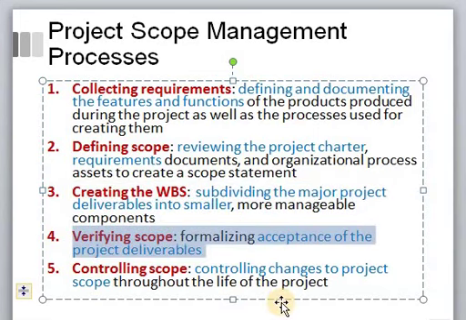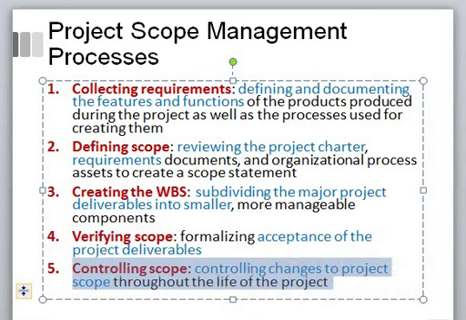The second last process of project scope management is verifying the scope. Formalizing acceptance of the project deliverables is called verifying the scope. It is important to verify those requirements and features that must be part of the project scope in order to make the project acceptable to the users. And this acceptance process of project deliverables is called verifying the scope.